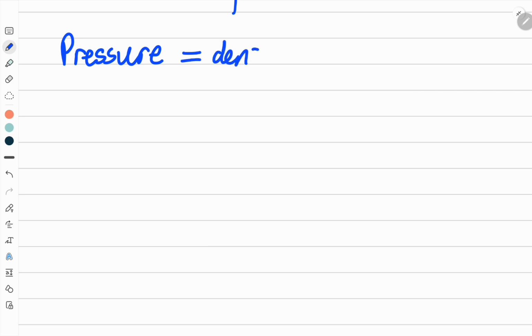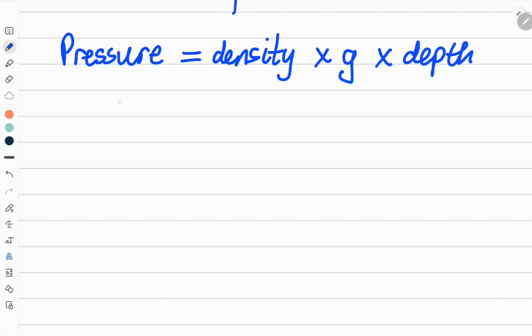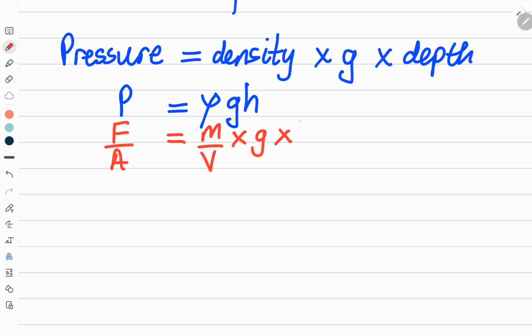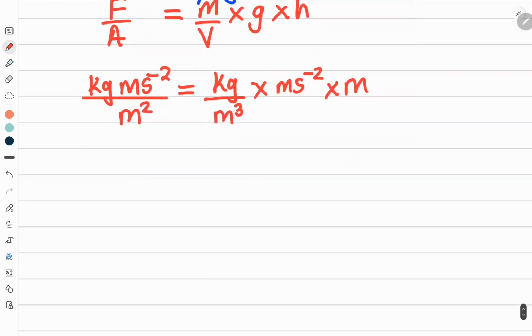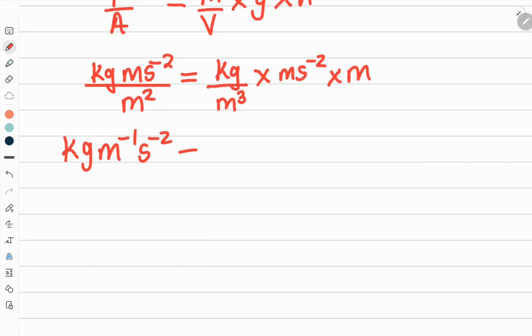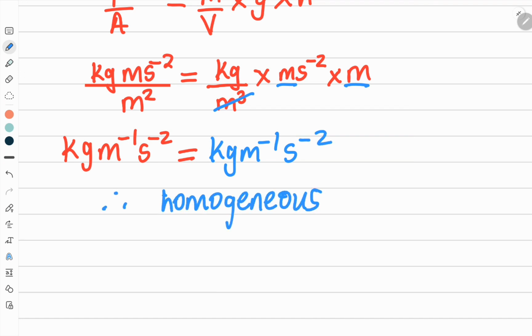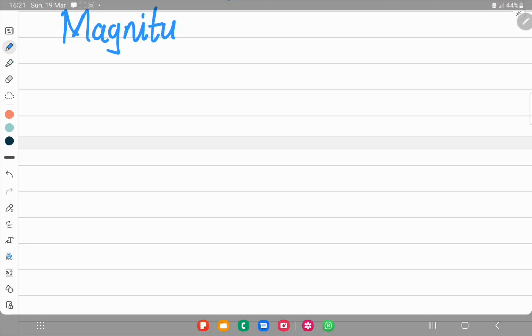Now we take a look at pressure, which can be calculated as density times acceleration due to gravity times depth. So we know this to be P is equal to rho g h, rho being our density, g being acceleration due to gravity. Pressure, also being force over area, should be equivalent to density, mass over volume, times g times h. So we put the base units for force over square meters. Then we also put the base units for the right hand side. In the end, we are going to have a homogeneous equation comprising kg per meter per second squared. So it's homogeneous.